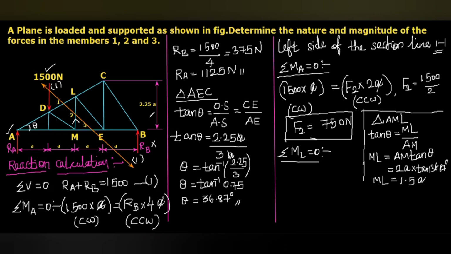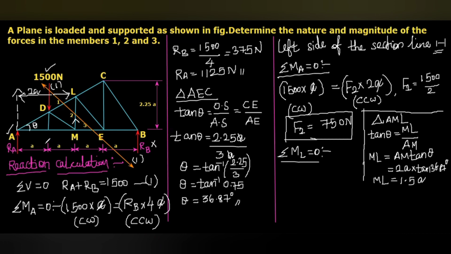So now taking moment about L and equate to 0. As I mentioned earlier, F1, F2 will be eliminated. The remaining 3 forces we have to consider. This is RA. From the point L, that is at point M. So this is the distance 2A. I just explained it like this also. This is the direction of RA. Here you can see this is at a distance from L, that is 2A.